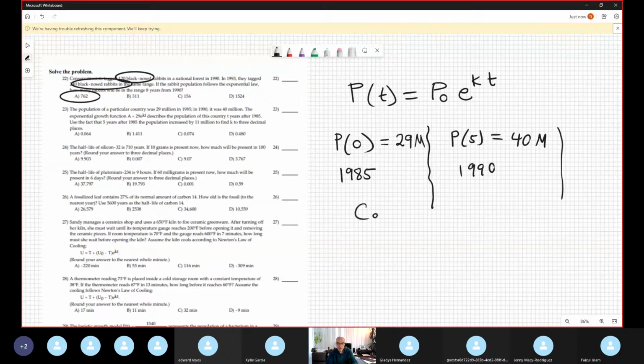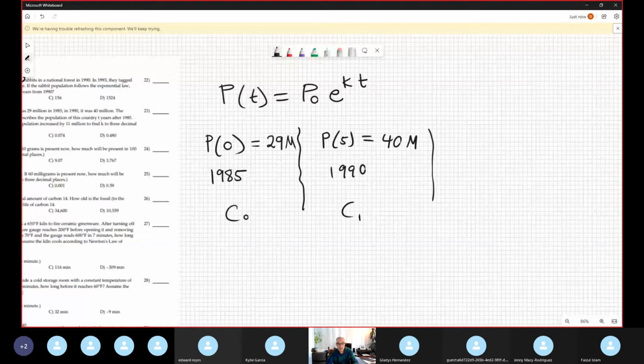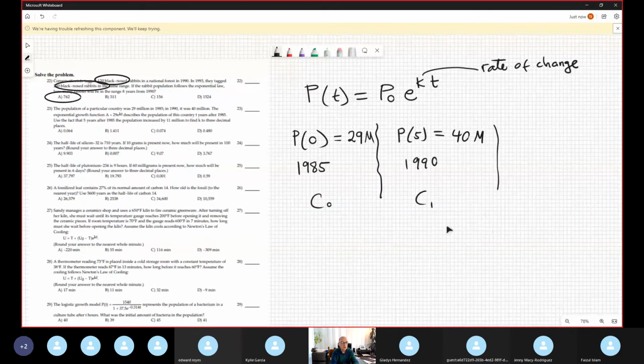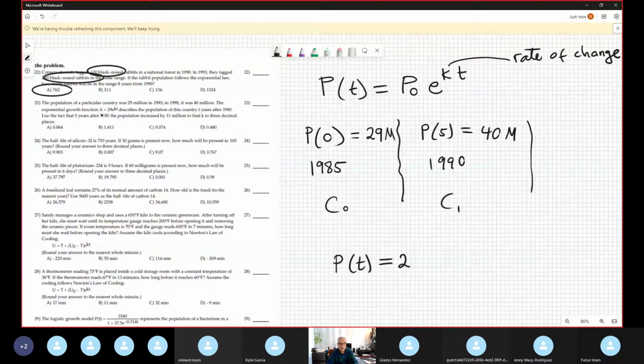This is condition 0. This is condition 1. The condition 1 we always use to find the constant K that represents the rate of change. How fast? They always ask me about condition 2, the unknown, at least something you don't know. So now the exponential growth function: P at any time is equal to 29 e to the kt. It's obvious, no? Because you replace P null with this number.